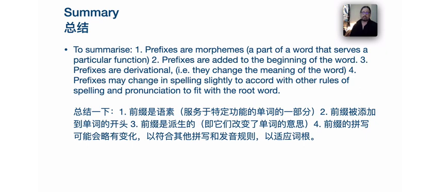So to summarize what all of that says: number one, prefixes are morphemes. A morpheme is a part of a word that serves a particular function. Two, prefixes are added to the beginning of the word. Three, prefixes are derivational morphemes. That is, they change the meaning of the word. Four, prefixes may change in spelling slightly to accord with other rules of spelling and pronunciation to fit the Greek word.